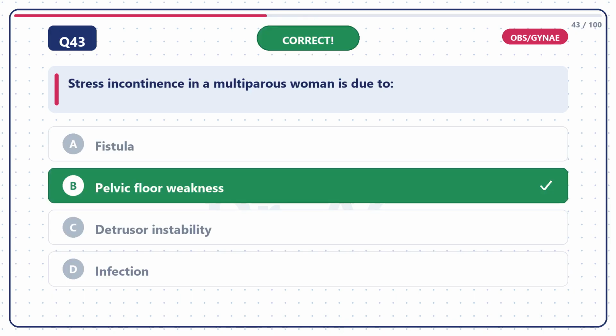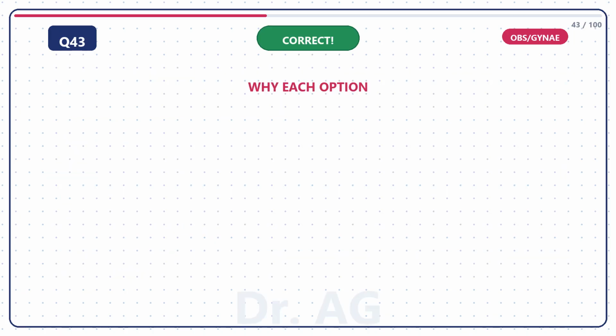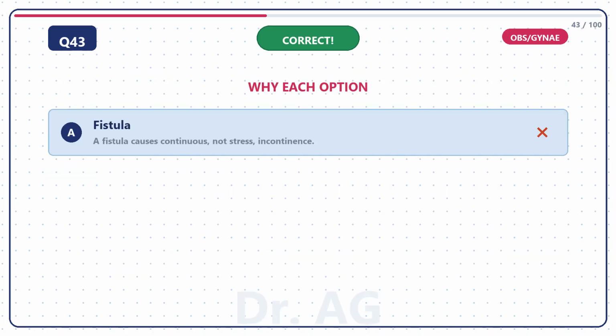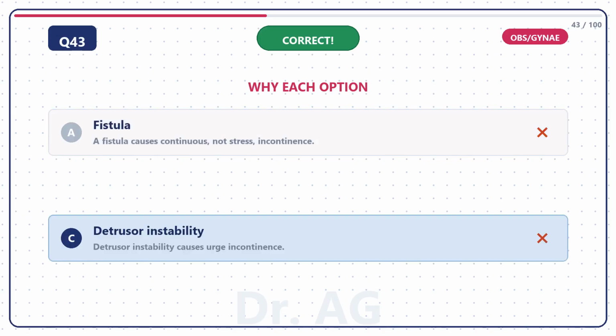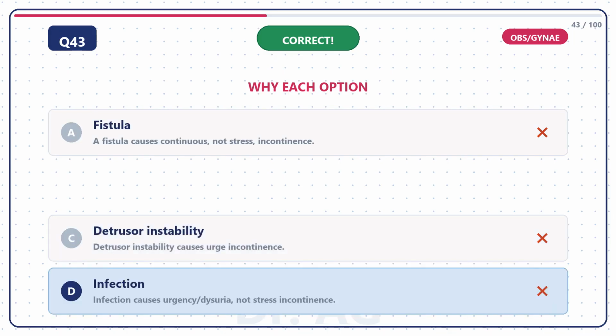The correct answer is option B. Pelvic floor weakness. Let's go through the options. Fistula: a fistula causes continuous, not stress, incontinence. Detrusor instability causes urge incontinence. Infection causes urgency and dysuria, not stress incontinence.